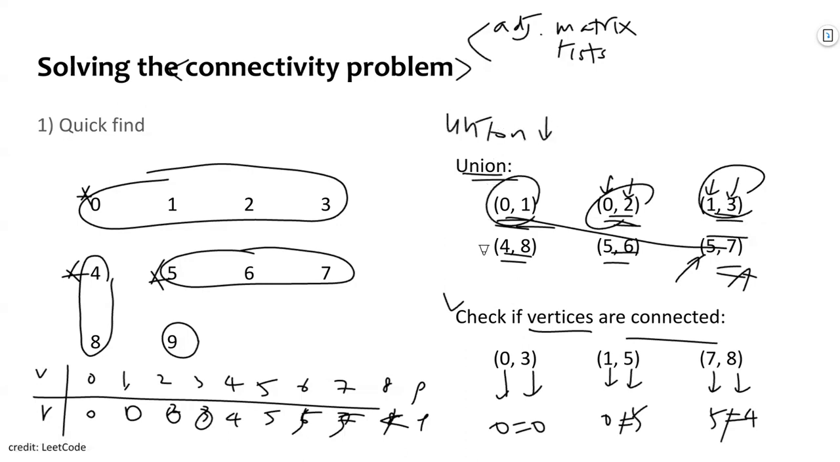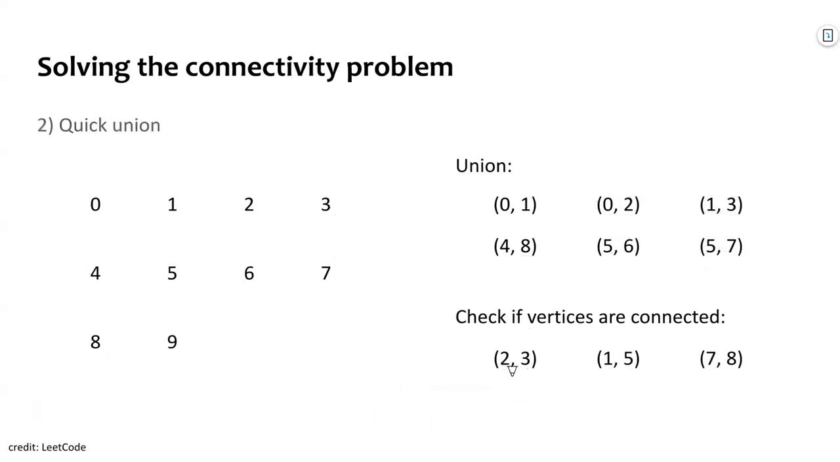Union is slow. However, the find operation is quite fast. It takes only O(1) because we just need to retrieve the root of each one and then check whether they are the same or not. So that is quick find. And once I explain the concept of quick union, you can compare them more clearly.